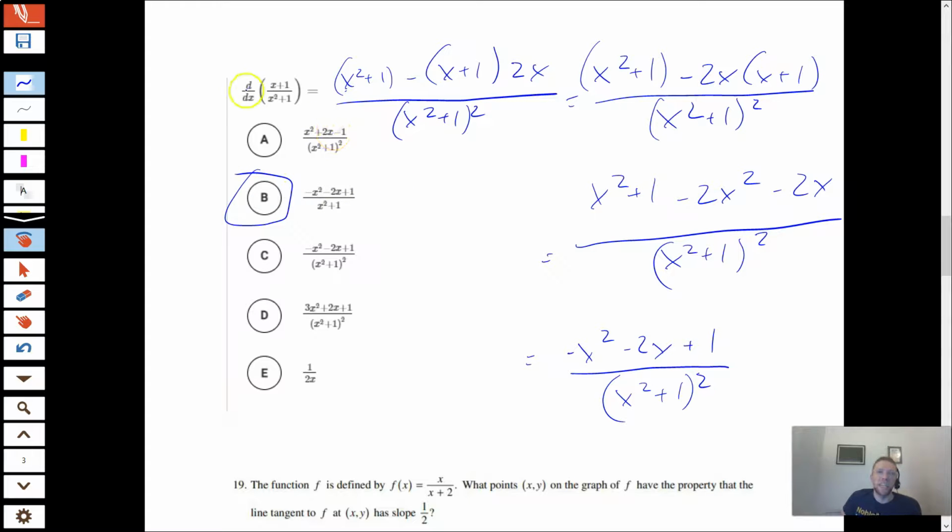So this d dx means take the derivative of whatever's inside. So there's no chain rule or anything weird here, just a plain old take the derivative problem. Okay, now we got a couple of fun ones coming up.